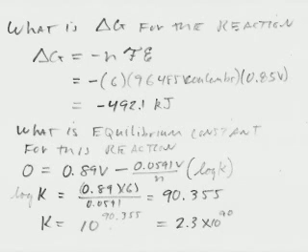So what would be the equilibrium constant for this reaction? Well, at equilibrium, the potential of the cell is 0. So it's the epsilon 0 minus 0.0591 volts divided by n times the log of K. So the log of K is 0.89 times 6 divided by 0.0591. So 90.355, and so 10 to the 90.355, the equilibrium constant would be 2.3 times 10 to the 90th.